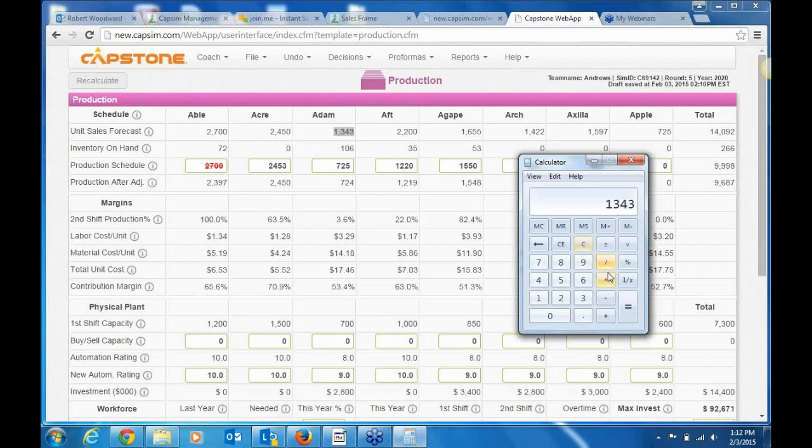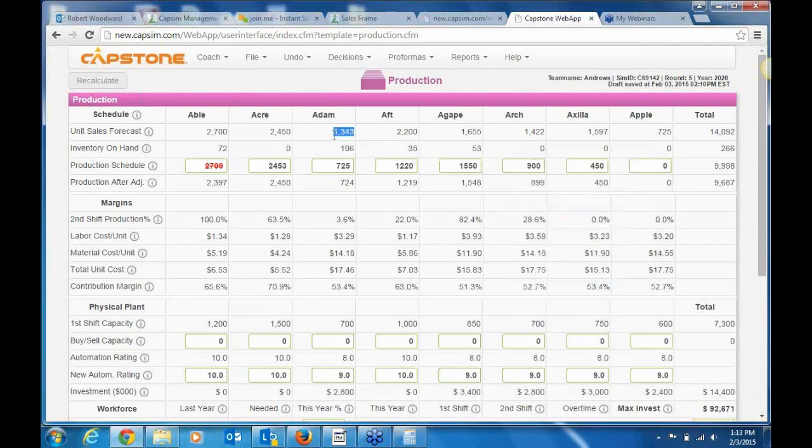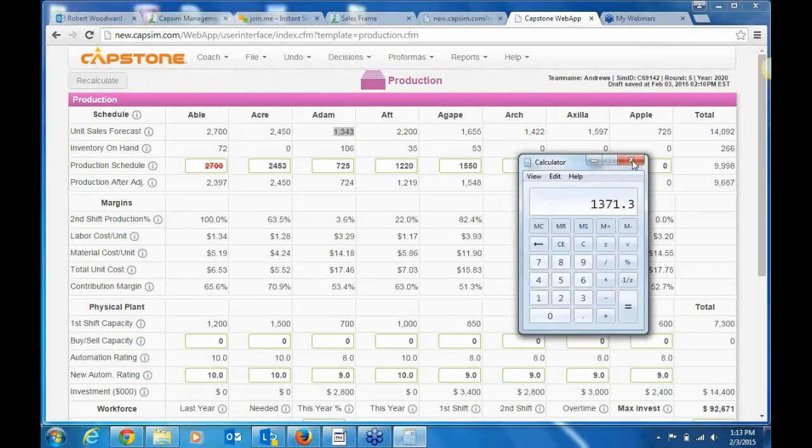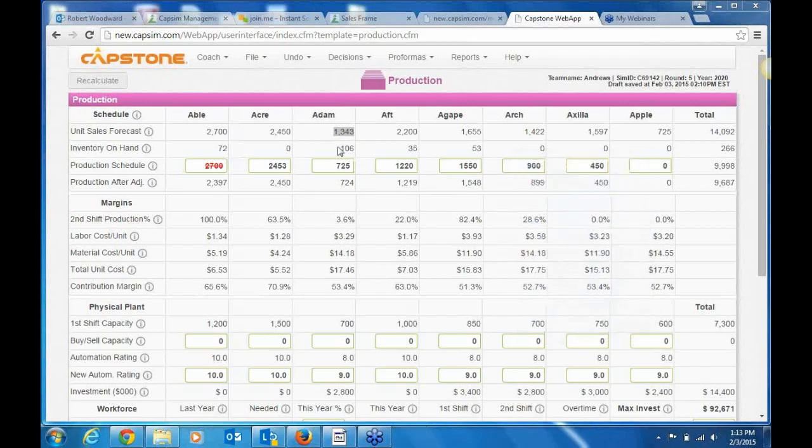So 1343, I'm just going to add 10% to that. Then I would need 1477, I'd subtract my inventory. And now I would want to at least have 1371 as my production after adjustment number. Okay, so that will help alleviate a lot of the risks of stockouts. Okay, and because you're not changing your forecast, your finance team assumes the 1343. Okay, not the 1477 number that we had. That was the 10% above that. Okay.